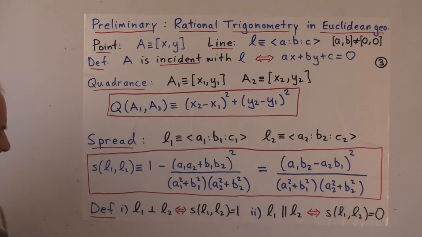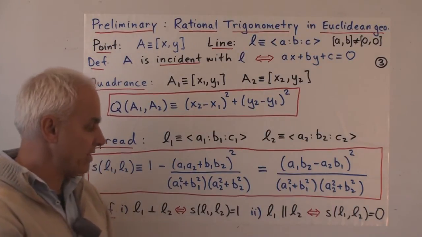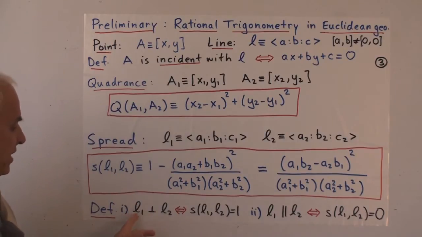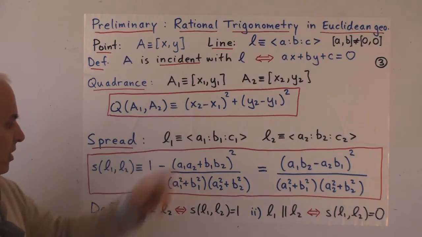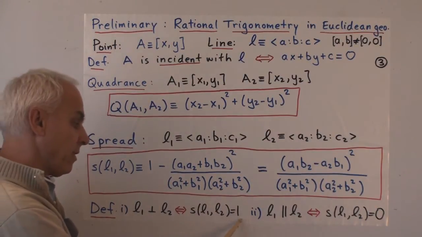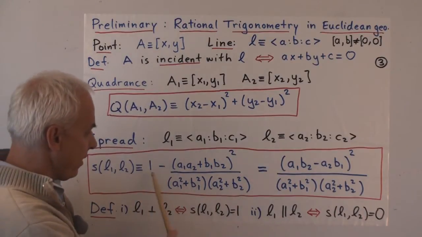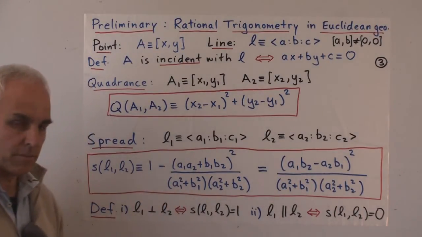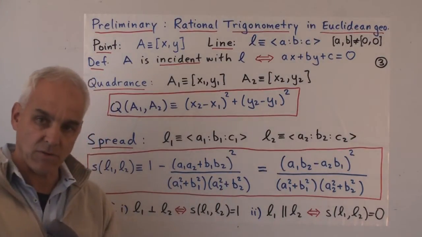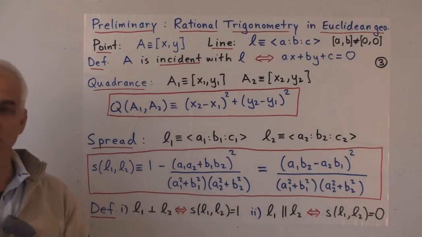And we make some definitions. We define perpendicularity of lines and parallelism of lines in terms of this spread. It's one way to approach it. So we can say that two lines L1 and L2, these ones here, are perpendicular precisely when the spread between them is 1. What does that mean? Well, if this is 1, it means that this has got to be 0. And that happens just when A1 A2 plus B1 B2 is 0. So that's when the two lines are perpendicular.